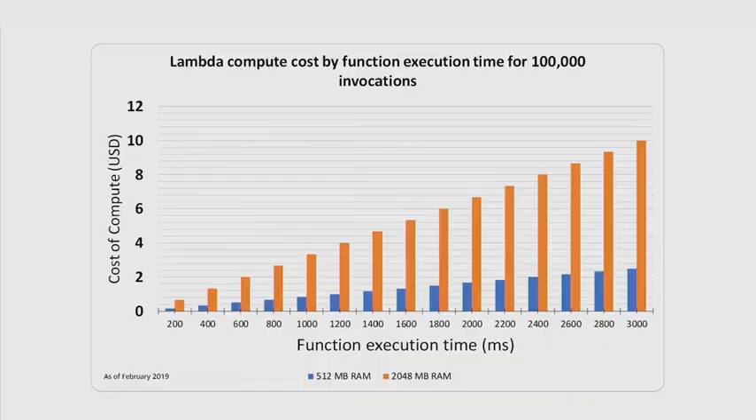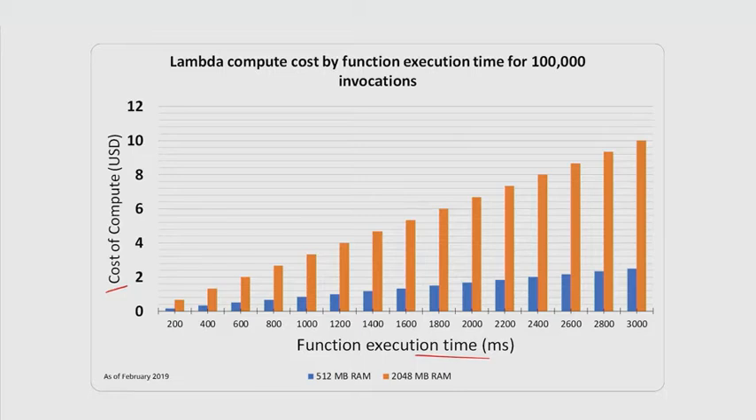Let's take a look at a graphic here. What you can see here is Lambda compute cost by function execution time for 100,000 invocations. On the y-axis, you can see the cost of compute from $0 to $12 USD. That is not that expensive, but yeah, this is Lambda. On the x-axis, I can see the function execution time in milliseconds.